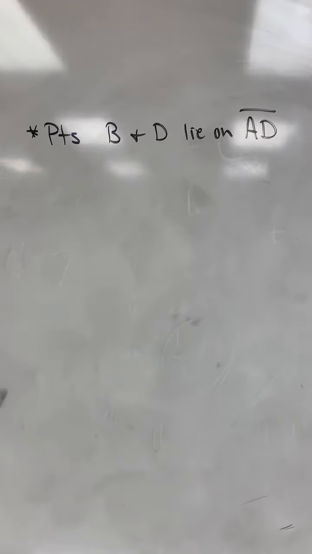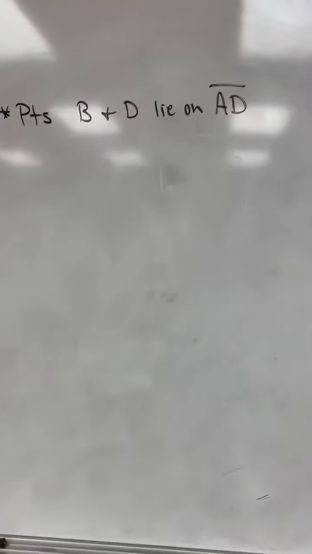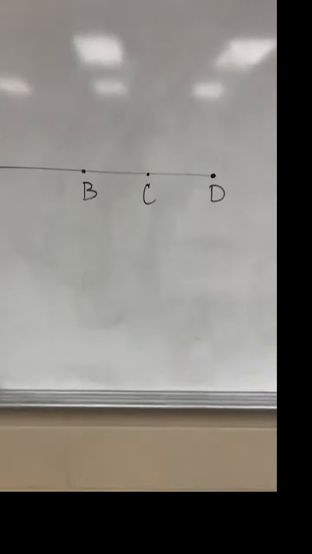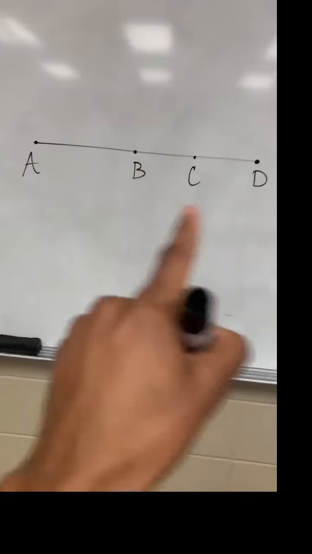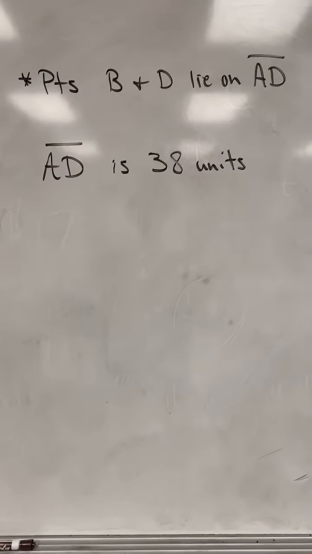The first statement says that points B and D lie on segment AD. When you see that little bar that they put on top of the AD, that means segment. That lets you know it's a segment. So that sentence is letting you know that these 2 points lie on this segment. That's all that first statement is saying.